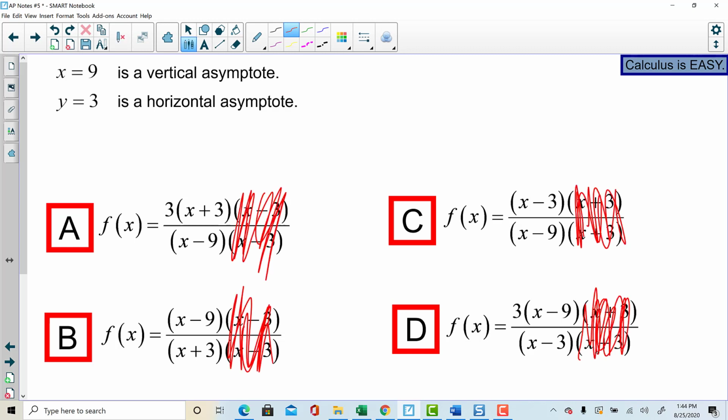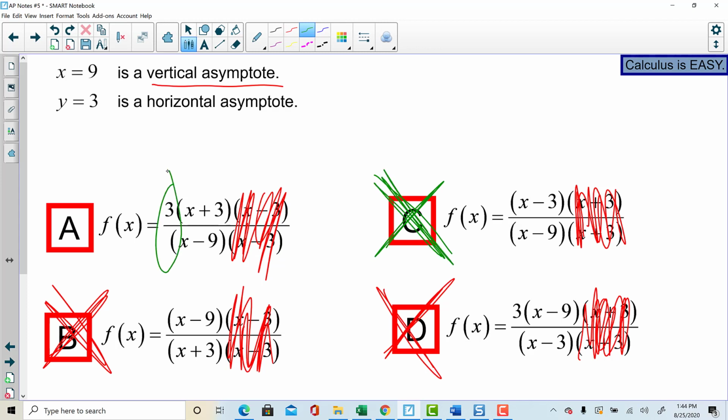Now in order to get a vertical asymptote at x equals 9, I would need to have x minus 9 on the bottom. B does not have an x minus 9, and neither does D. The next thing I would have to happen is when I multiply everything out, the x values need to have the same power on the top and the same power on the bottom, and the leading coefficients need to be 3 over 1. For C, the leading coefficients are 1 over 1, so that's no good. But for A, the leading coefficients are 3 over 1, so the answer would have to be A.